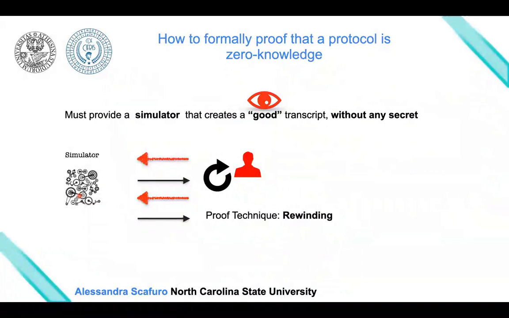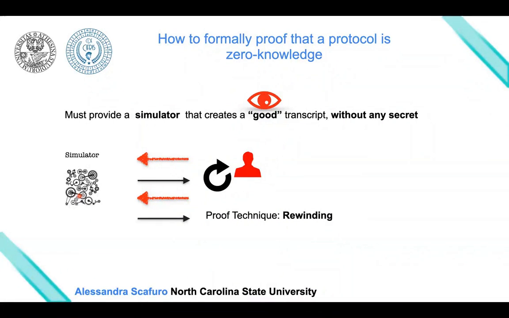Now, you don't really have to understand what rewinding means, but you do want to get the fact that the simulator is a machine that has more power than a real world party. And typically the power we give to the simulator at this stage is rewinding the adversary. By rewinding the adversary, the simulator can extract information that it needs to simulate the protocol.